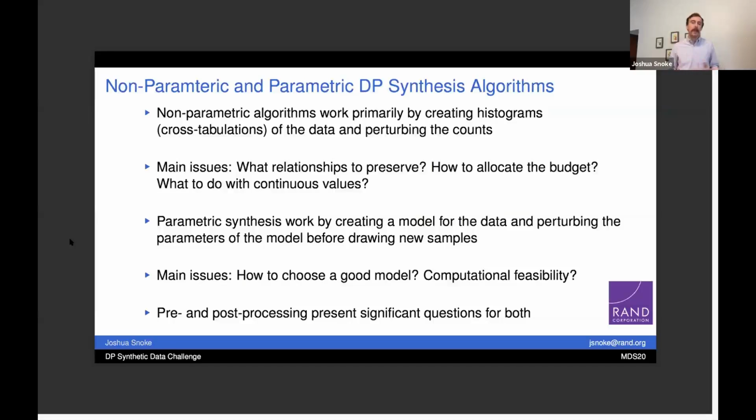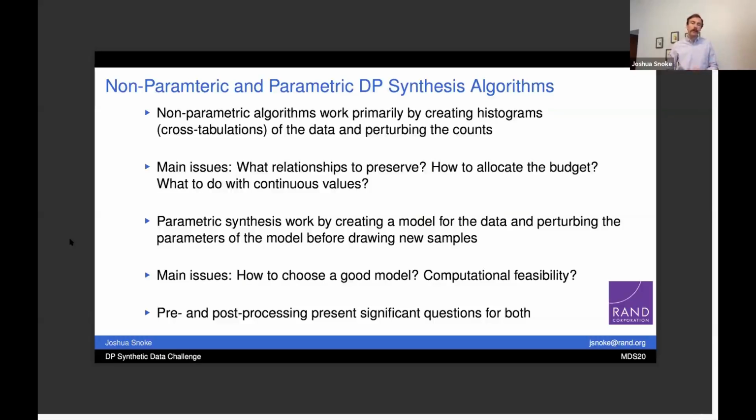This works by having a model for the data, and then perturbing the parameters of the model, and then drawing samples from the model with those noisy parameters. So the big question here is, how do you choose a good model? There are a lot of different ways you can do this, and in non-differential privacy synthetic data, you model the actual data, but you can't do that here. So you have to have some other way of choosing your model.